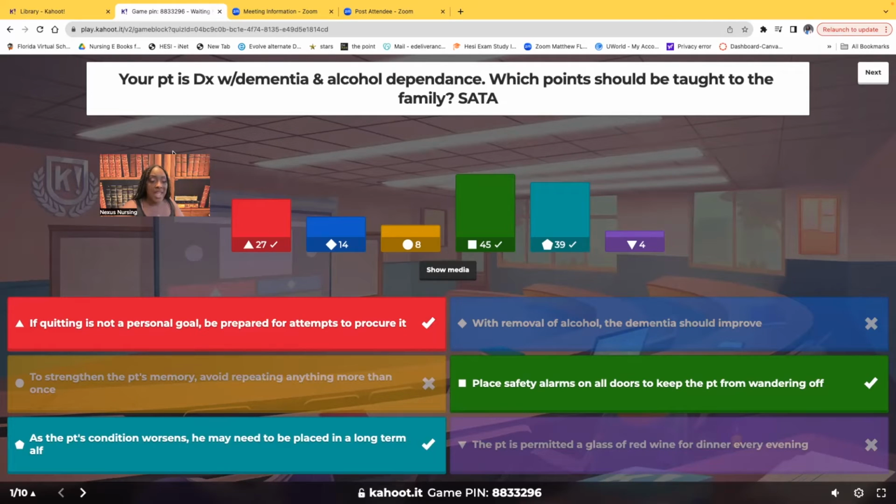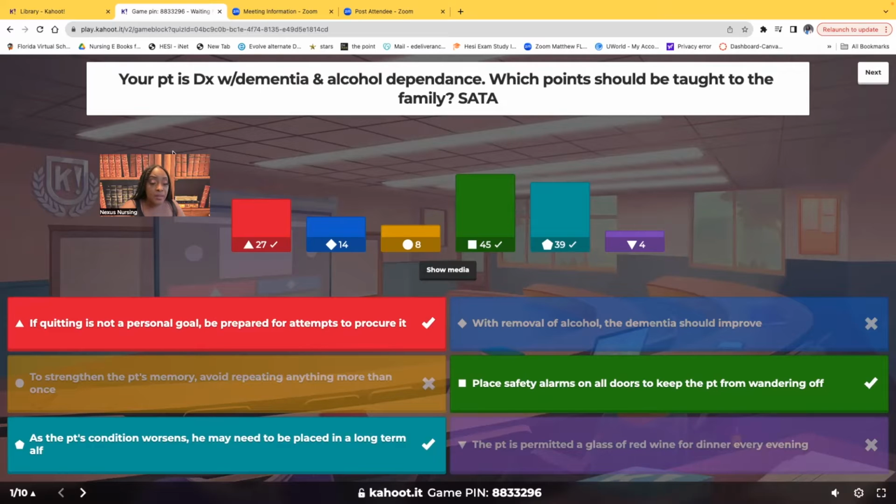So that's false. Next, to strengthen the patient's memory, avoid repeating anything more than once. That's also false. Why? Because the patient's got dementia. Their memory is only going to get worse, so nothing is going to improve that patient's memory. Again, it's progressive, so that's false. Next, place safety alarms on all doors to keep the patient from wandering off. True. If you've ever been to a dementia unit, you'll see that there are safety alarms, there are locks. Why? Because as this disease progresses, safety becomes even more of a factor, and we don't want the patient wandering off. We don't want them getting harmed.